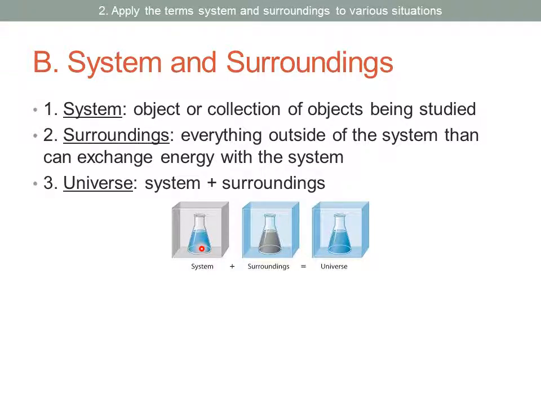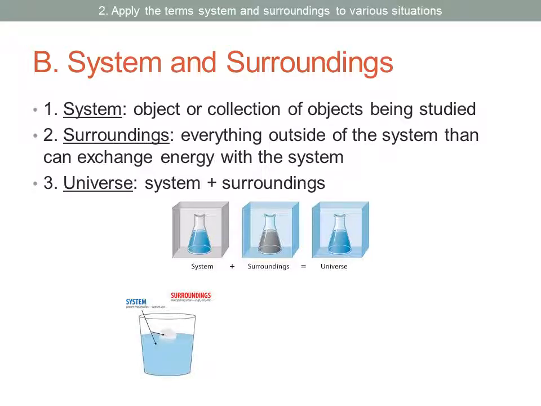Everything outside the system that can exchange energy with that system, so this would be the immediate volume of air surrounding the flask and the flask itself. Notice the flask is also shaded in blue. That would be the surroundings. And then if we include all of that, what's inside the flask and the volume around the flask, that would be the universe.